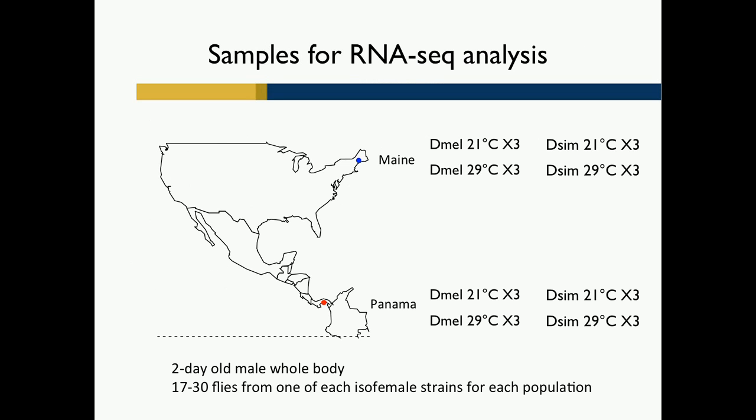In order to answer these questions, we first collected a lot of Drosophila melanogaster and Drosophila simulans flies from nature. We collected flies from Maine and Panama. One of them is in the North American temperate region, and the other is in the North American tropical region. For each isofemale line in each species, in each population, we raised them at 21 degrees C and 29 degrees C with 3 biological replicates. After that, we did the RNA-seq and analyzed the data.